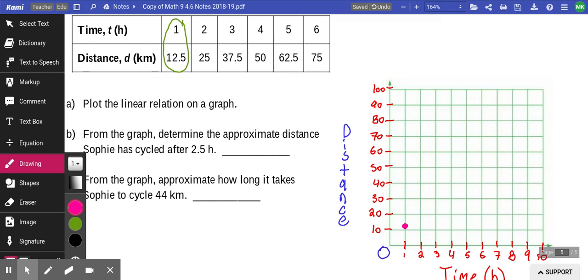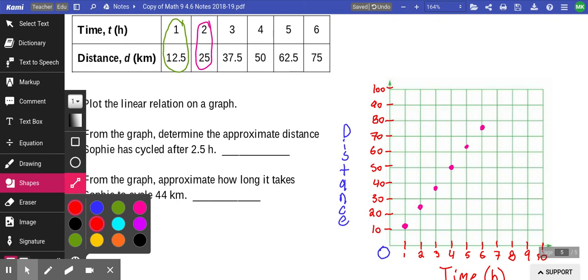When x is 2, y is 25. So I'm going to try to make that approximation right there. 3 would be 37.5, which would be about there. 4 is 50, which is there. 5 is 62.5, which is there. 6 is 75, which would be there. And you notice what we've created is linear data. So if I was to connect all the dots, I've made a nice straight line.